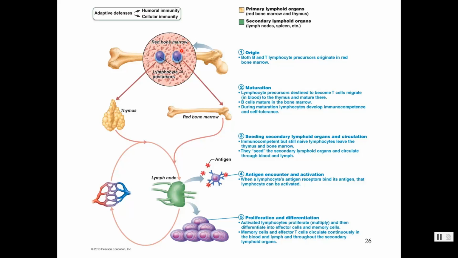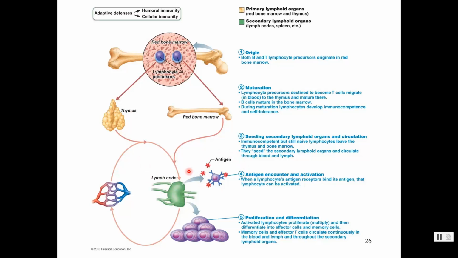B cells, B lymphocytes, are made in the bone marrow. They mature in the bone marrow, and then they too are going to leave and circulate. B cells can do their job from those secondary lymphoid organs. So they don't circulate as much as the T cells.